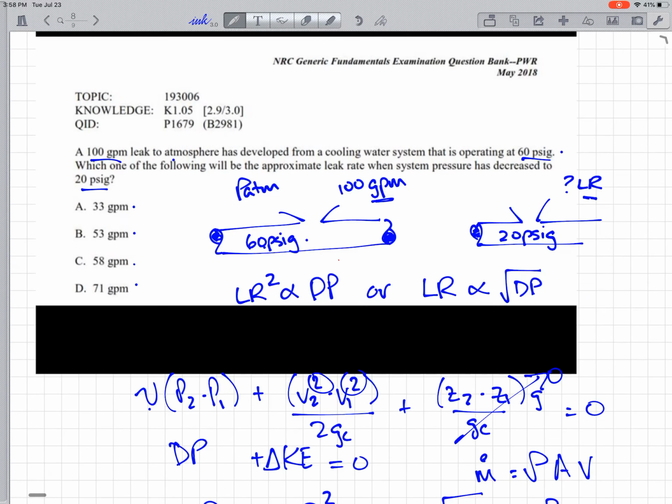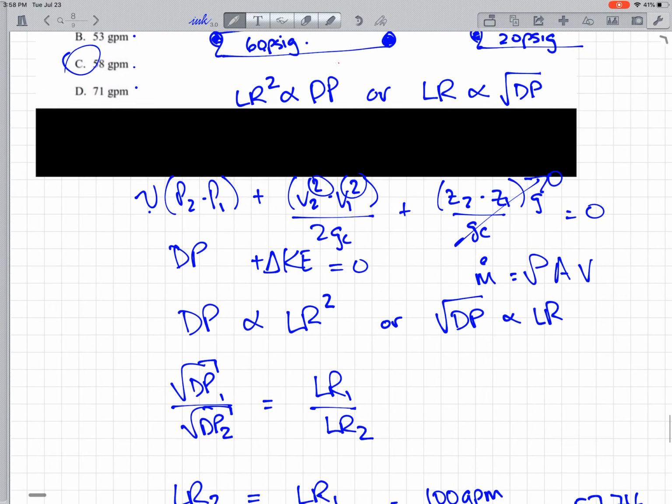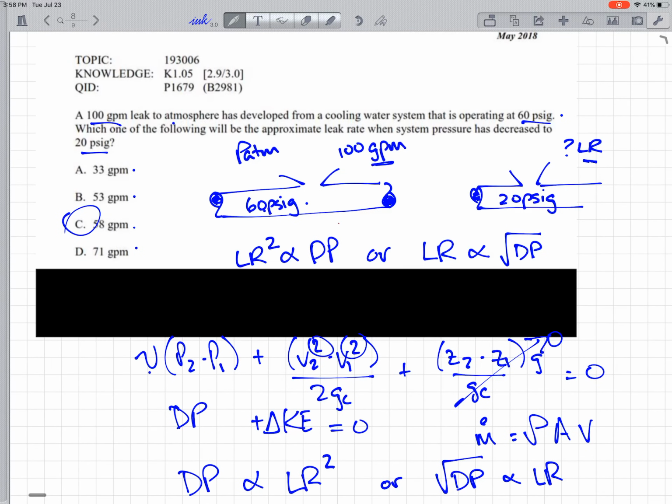Now I look up here at our answers. Is it 33? Is it 53? No, it's 58. Well, no, it's not 58. The NRC man was way off, but we'll spot him 0.26 gallons a minute, and say that Charlie is the correct answer at 58 gallons per minute. Then we'll move on.